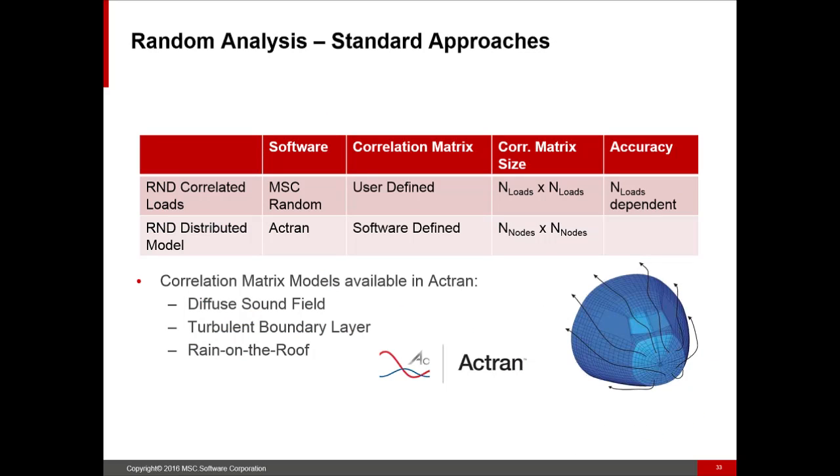In the interest of time here, looking at MSC.Random or Nastran.Random, the correlation matrix, what the input is, you have to define where it is, whereas the big advantage here with Actran is that it's software defined. They can go ahead and say what the environment is, and they have a number of methods for both acoustics and aero type of excitation. That would be the loading into the rest of your structure. So lots of good stuff there.